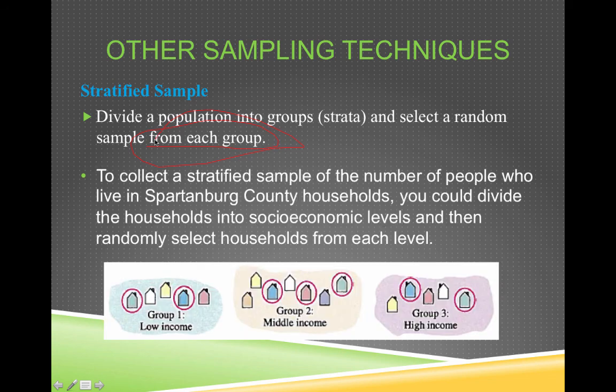All right, so what would be an example? To collect a stratified sample of the number of people who live in Spartanburg County households, we could divide the households into socioeconomic levels and then randomly select households from each level. So here we're going to take the Spartanburg County households, divide them into low income, middle income, and high income. And then from each of those groups, we're going to get a random sample: a random sample of low income houses, a random sample of middle income, and a random sample of high income.